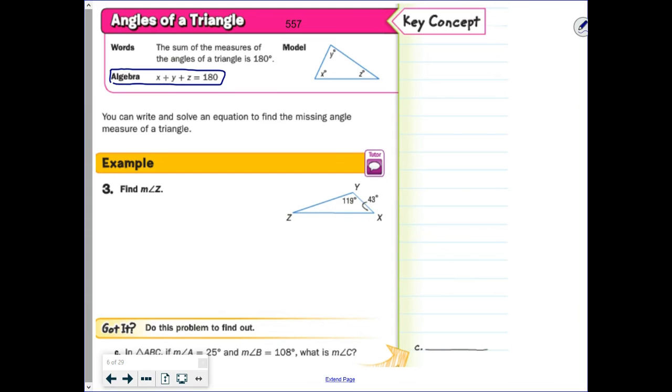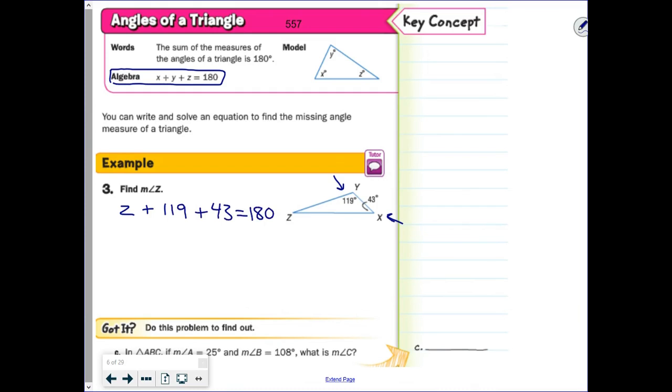So let's take a look at example number 3. You can see here in example number 3 that there are two angles that are marked. Angle Y is 119 degrees and angle X is 43 degrees. So if I wanted to find the measure of angle Z, I could simply write an equation that says Z, my missing angle, plus 119 degrees plus 43 degrees equals 180 degrees, because those three angles must add up to 180.